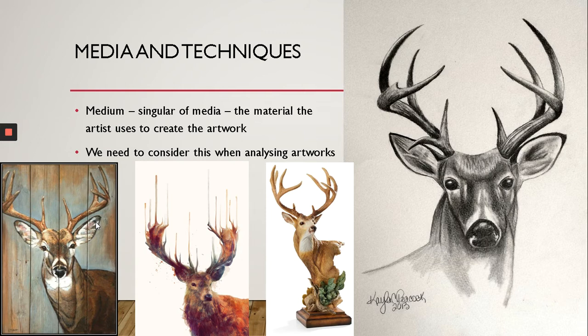Okay, the next thing that we are going to start looking at is media and techniques, so different ways of doing things. If we look at these pictures on the screen, they are all pictures of deer, but you can see that each picture is done in a completely different way and in a different medium. We've got pencil, we've got watercolors, we've got oil paints, and we've got a sculpture as well. So same image basically, but done in such different ways.